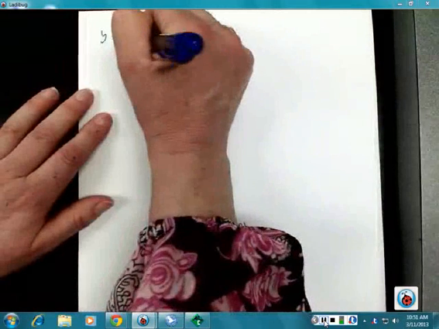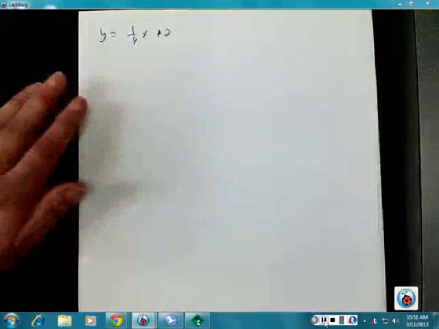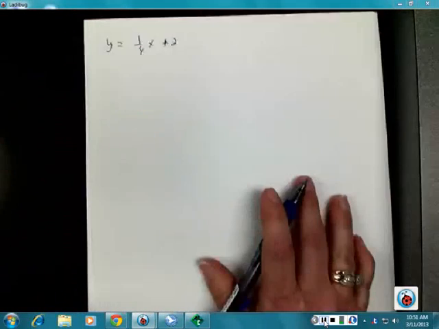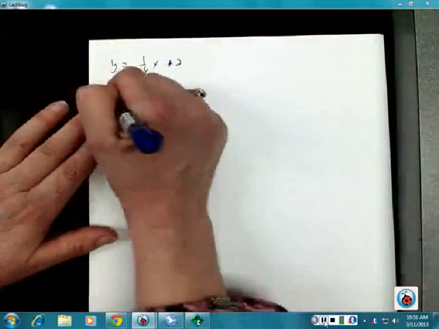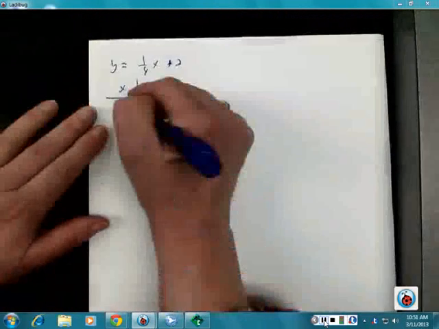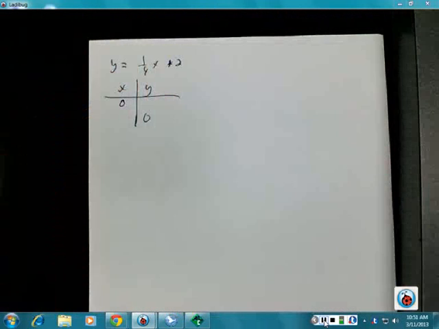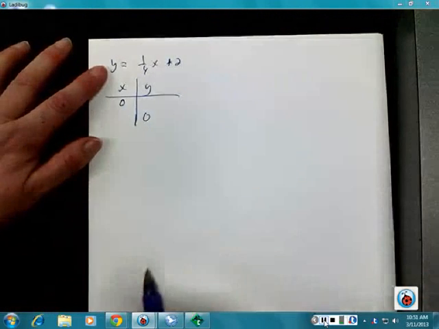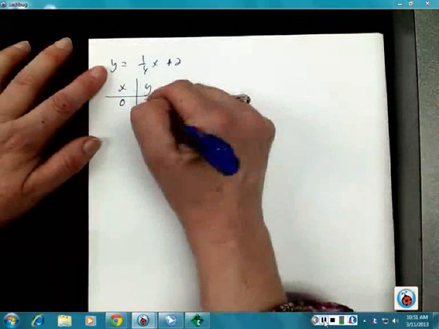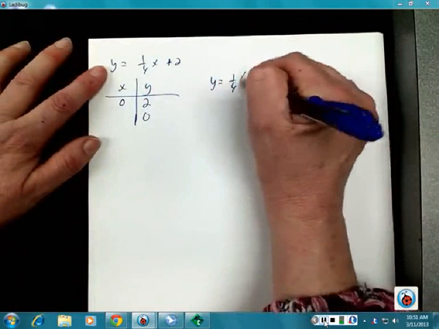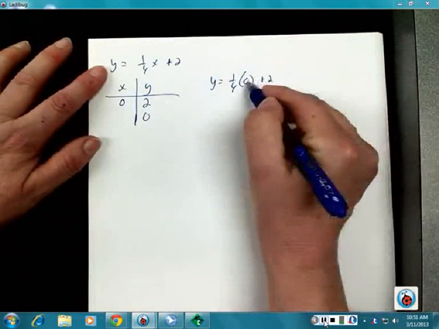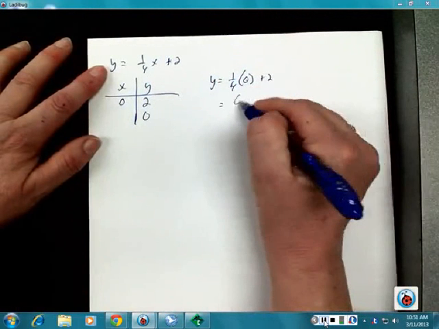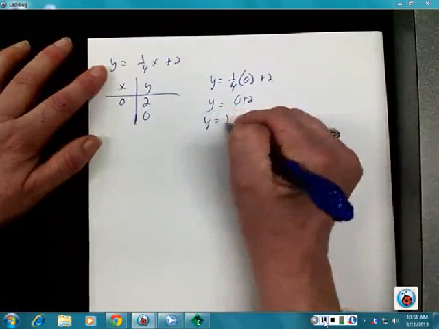Okay? So what about this one? We'll do one more. y equals 1/4 x plus 2. If we did our x and y intercept stuff, 0 in for x, 0 in for y, what 2 points will I end up with? If I put 0 in for x, what's y going to equal? 2. y equals 1/4 times 0 plus 2. This 0 times 1/4 is going to give you a 0. So 0 plus 2 is y equals 2.